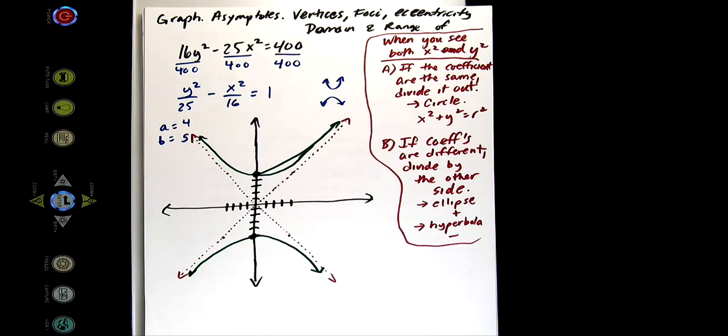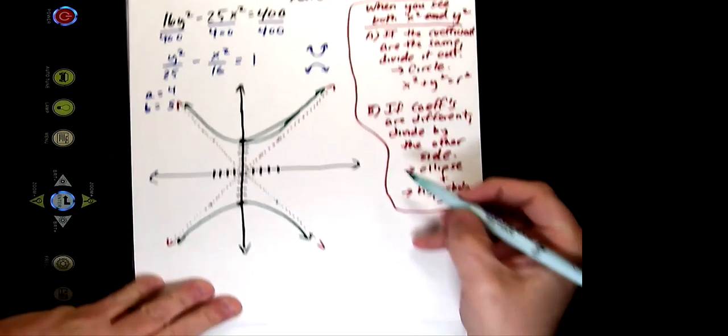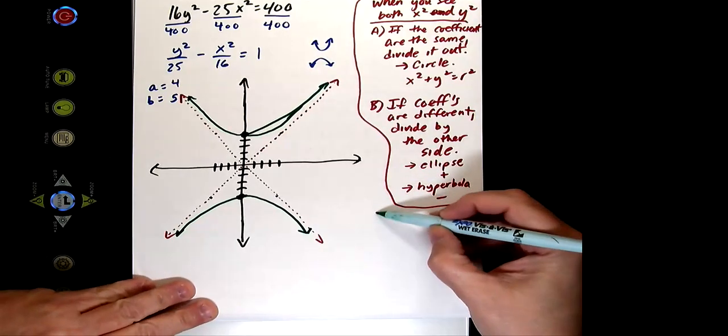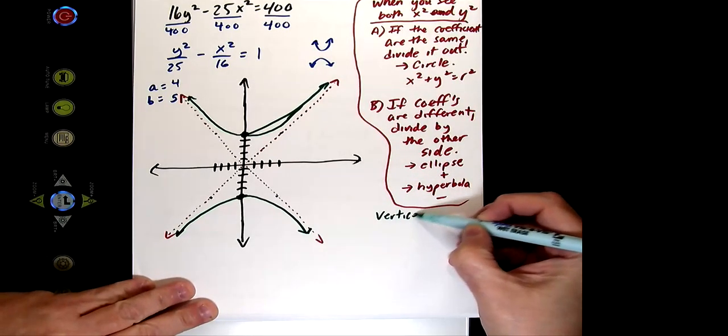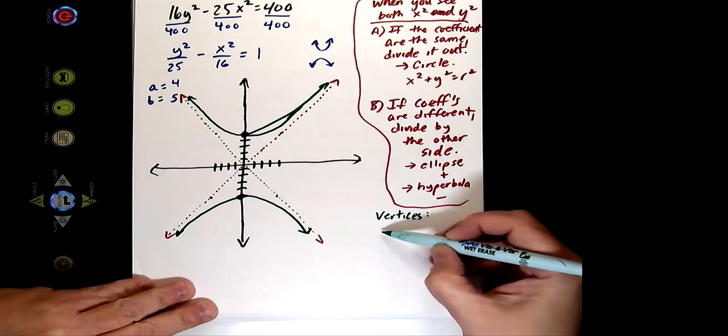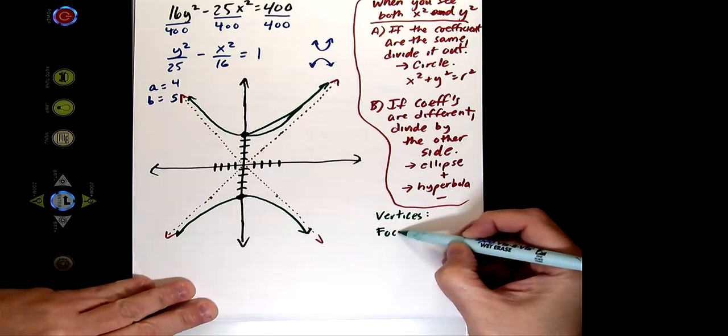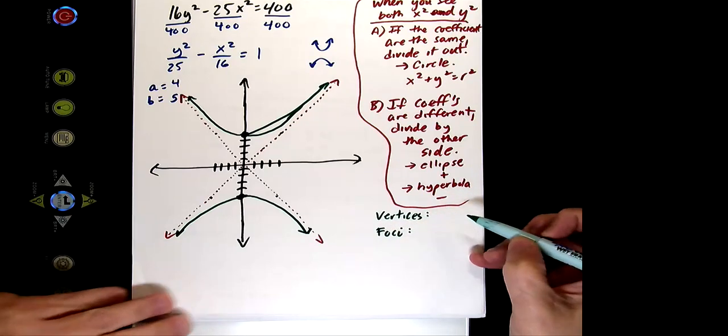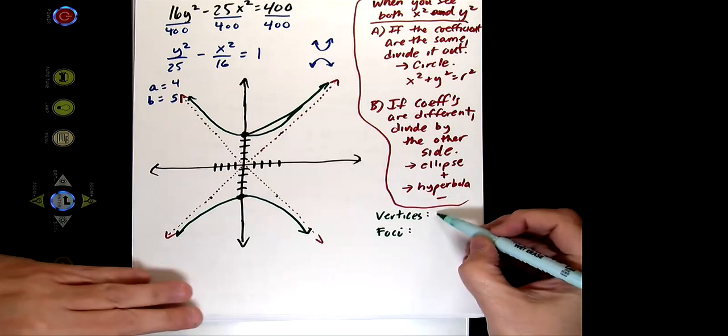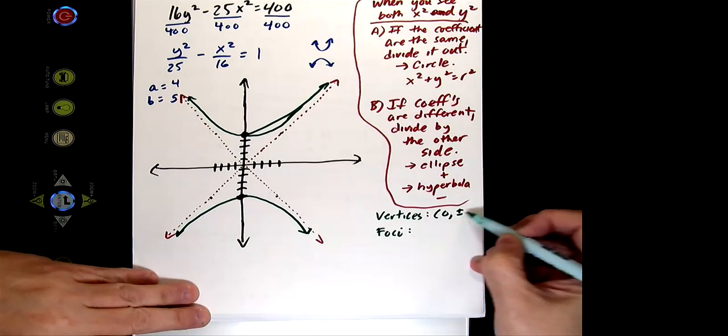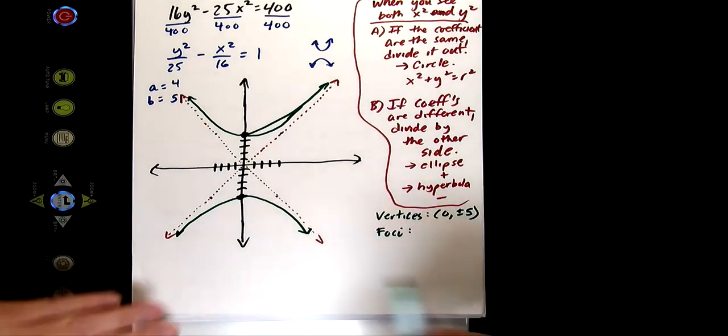Where are my vertices? Zero plus or minus 5. They are the points along the transverse axis.